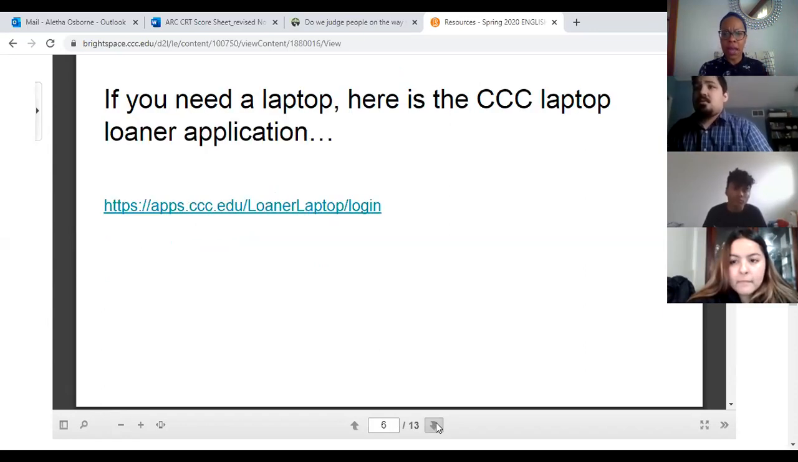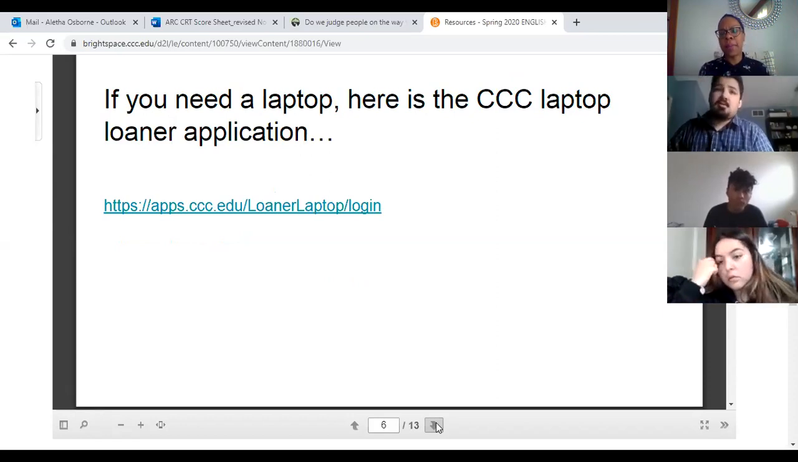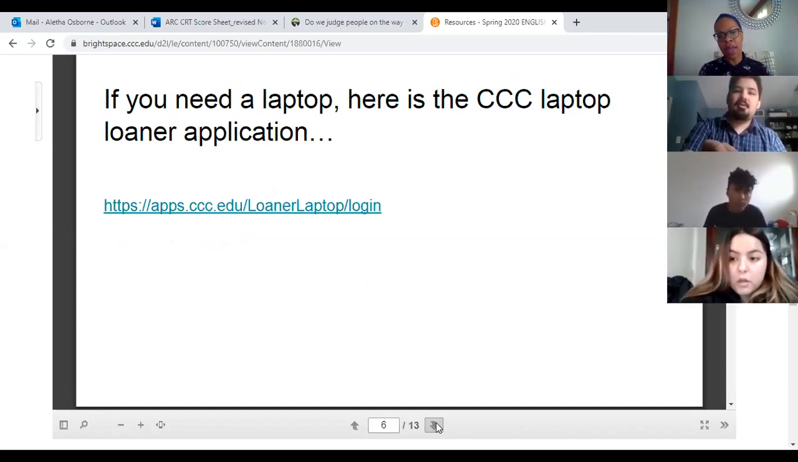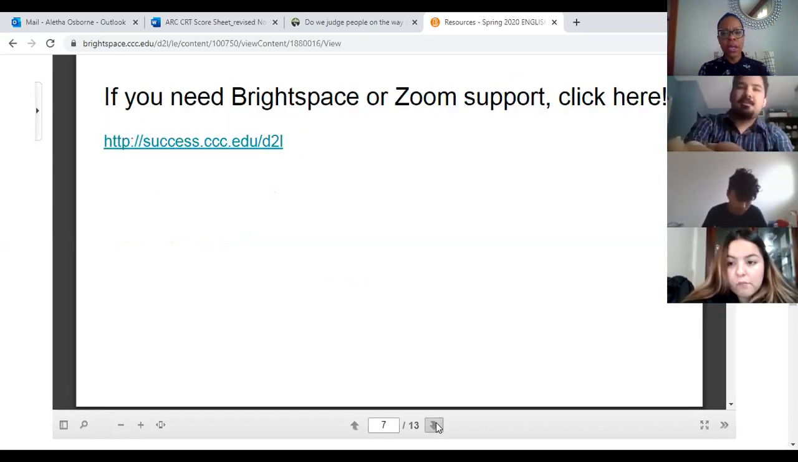The loaner laptop program, all they need you to show is that you need it. From there, they mail it to you. You don't even have to go on campus, and the loaner laptop has hotspot availability. So it doesn't matter if you have internet or Wi-Fi or anything like that. It comes equipped.